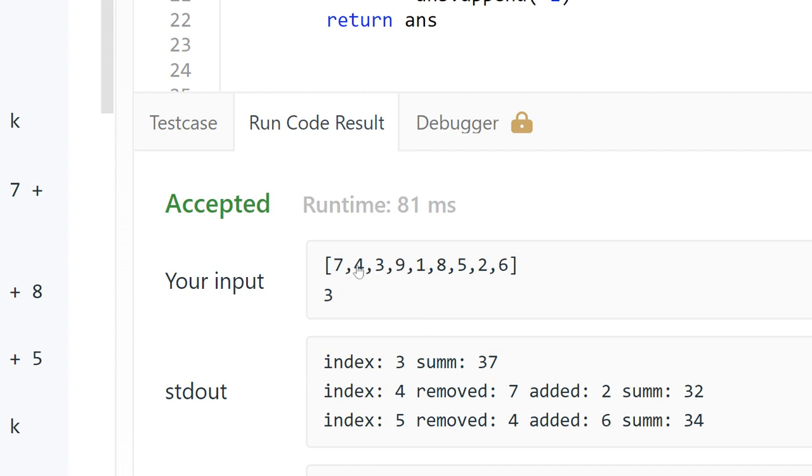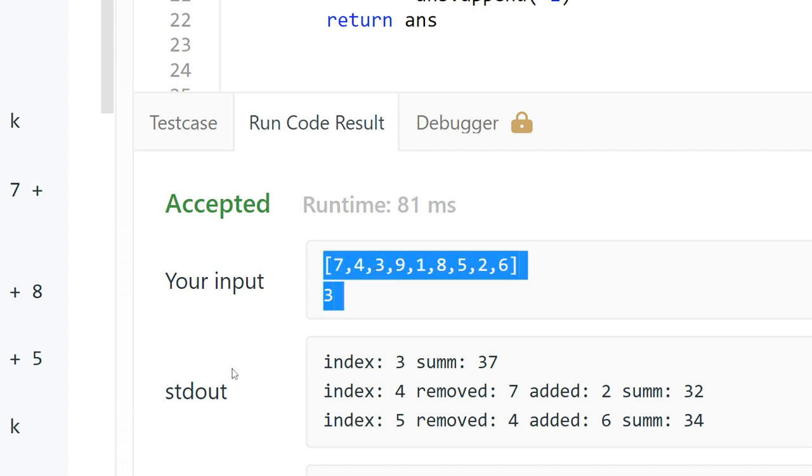7 was removed previously. Now 4 will be removed in this case. So see, this is the current. Just a second, it's not working correctly. So this was the case at index number 4, when 1 was at the center. So this was the array for which we took the sum.